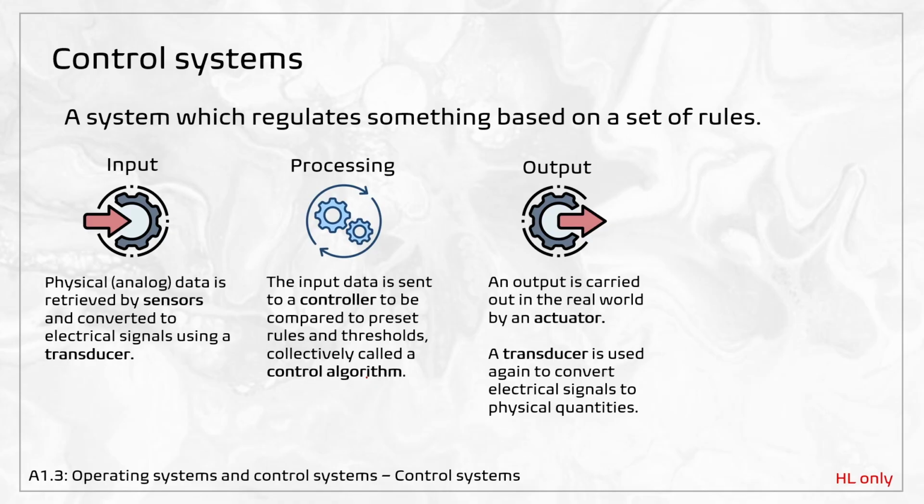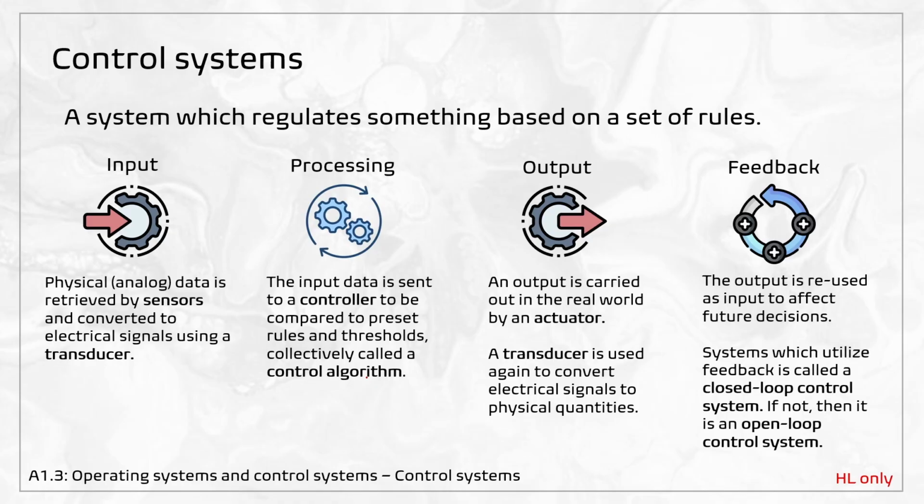There's one more secret step called feedback, and it's when the output affects future inputs. For example, as the thermostat makes the room colder, the input sensor takes into account this change in temperature. Not all systems utilize feedback though, and a system that uses feedback is called a closed-loop control system, and a system that doesn't is called an open-loop control system.